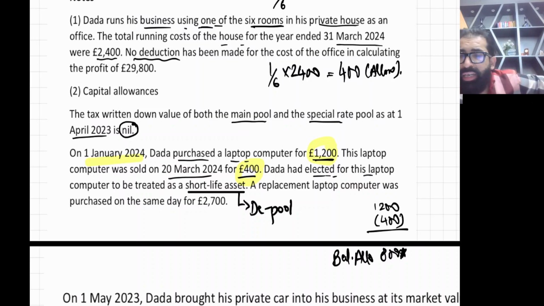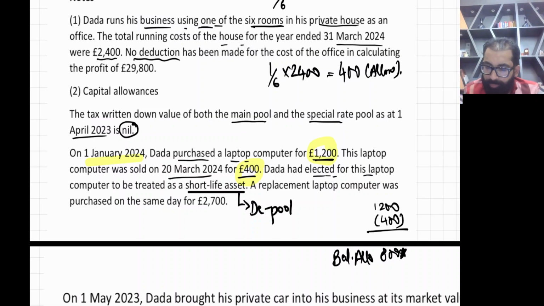So you don't need any estimation of 18%, 6%, nothing. Just get the real depreciation. You will get real depreciation of 800. You bought it for 1200 and then you sold it for 400. So the real decrease in value is 800, which is your balancing allowance. And you better know that for short life assets which are depooled, you get immediate balancing adjustment.